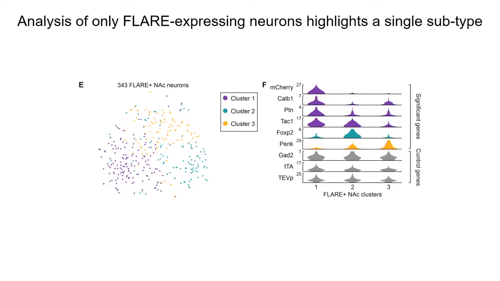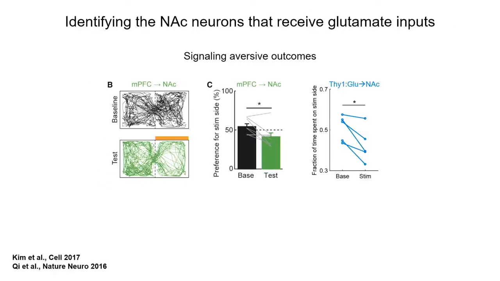Importantly, control genes, so GAD2, which is a universal MSN marker, and the TTA and TEV of the other 2 FLARE components are not significantly differentially expressed across the clusters. All right, so this is sort of giving me confidence that there's something very unique and special about this particular subtype that is getting activated by these glutamate inputs.